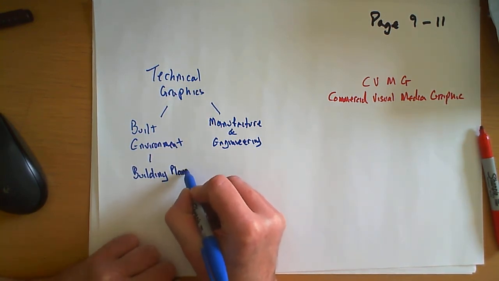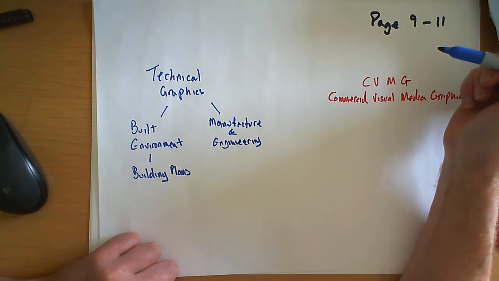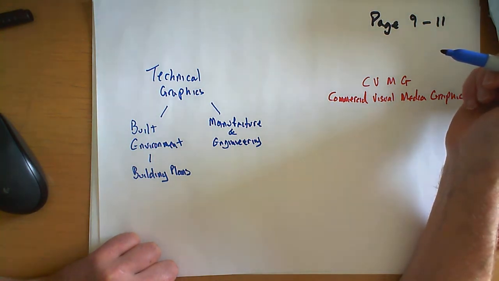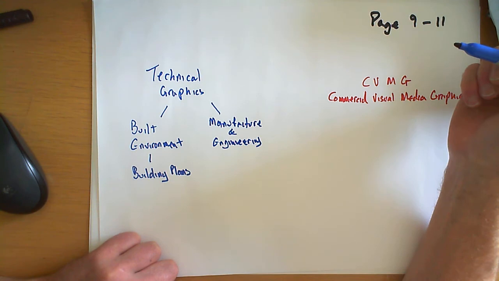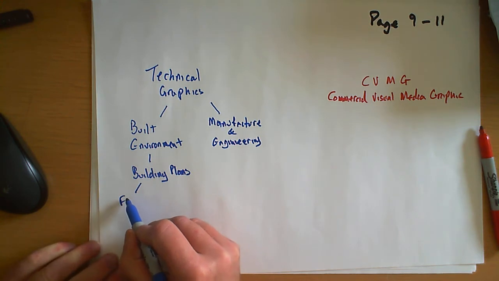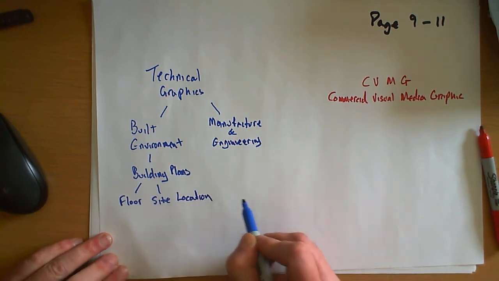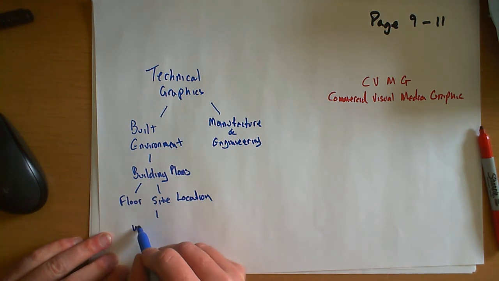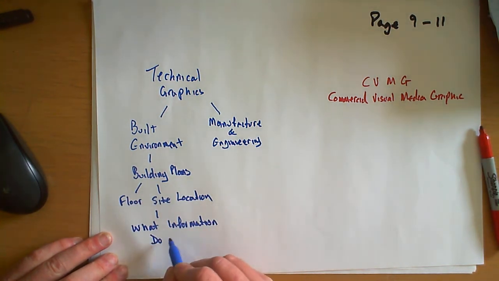building plans. Now remember, we're always thinking about what graphic items. Think about all the graphic items we've done up until now. Things like leaflets, posters, orthographic drawings, sketches, rendered images, hand sketches, perspective sketches. All of those things are what are known as graphic items. So when we're looking at building plans, the main ones we're focusing on are floor, site and location. And in each of these we're thinking about what information do they give.